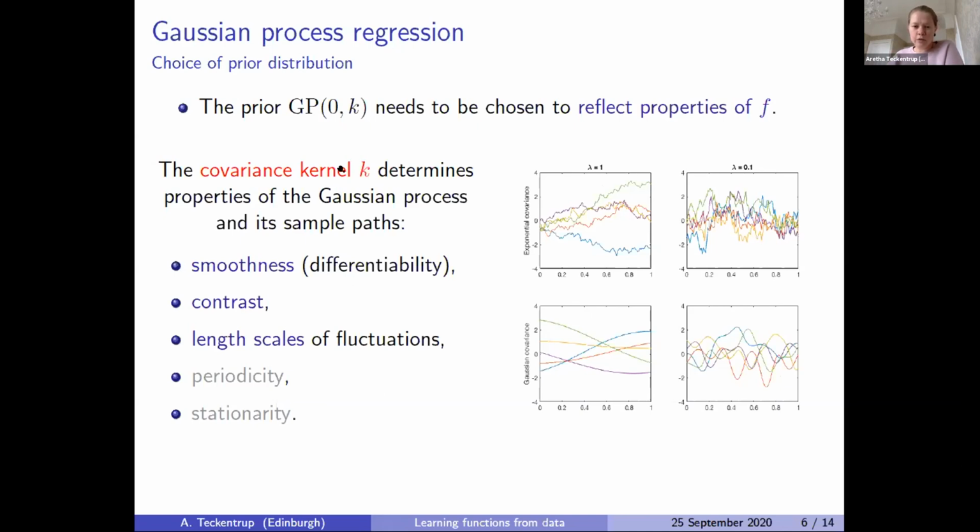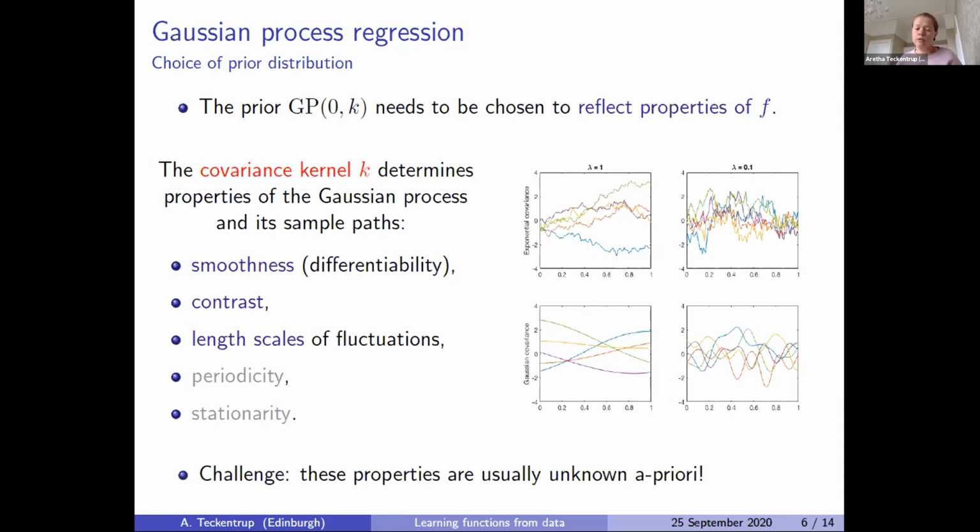Usually the covariance kernel also influences other properties such as periodicity, so whether you have periodic sample paths, and also stationarity, so whether you have the same behavior in all parts of the domain or if the Gaussian process behaves differently in different parts of the domain. But I'm not going to talk too much about those two today, and I'm mostly focusing on these kind of things here.